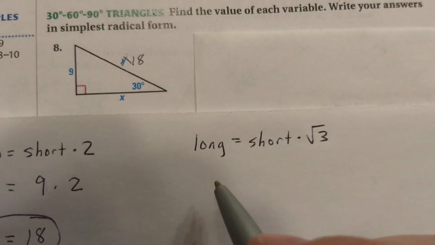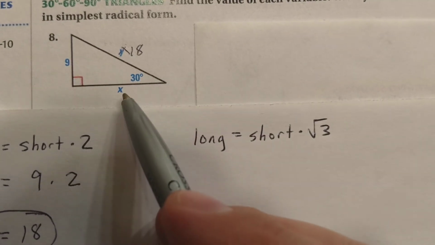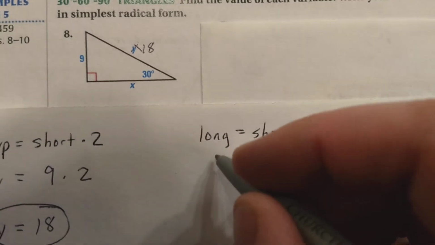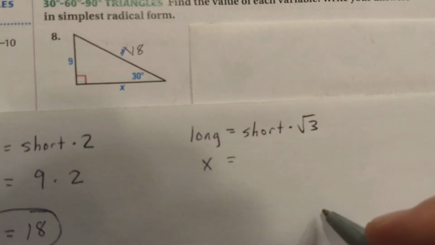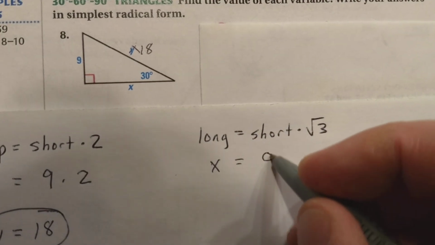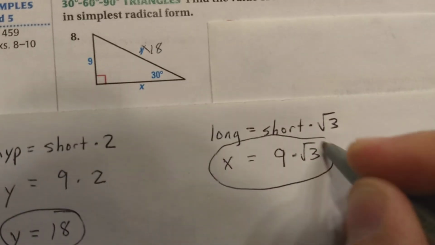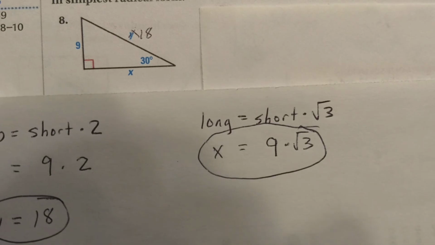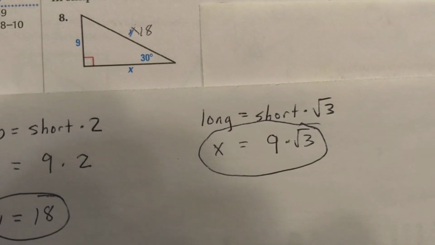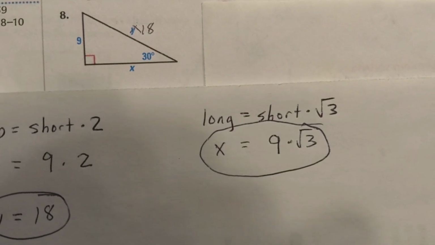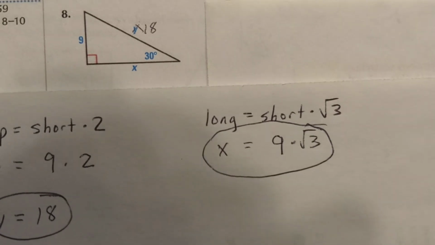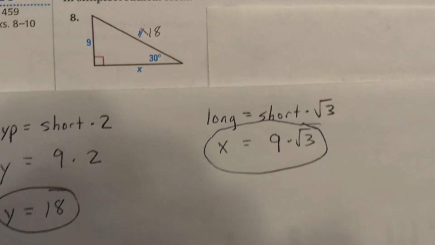When I come over here and try to solve for the long leg, which is going to be x, I can plug that x in for the long leg. I know my short leg is 9, and I'm multiplying that by the square root of 3. That's as far as I would go with that one, unless I wanted to plug that into a calculator and estimate it. But I'm going to leave it as a more specific number, 9 times the square root of 3.